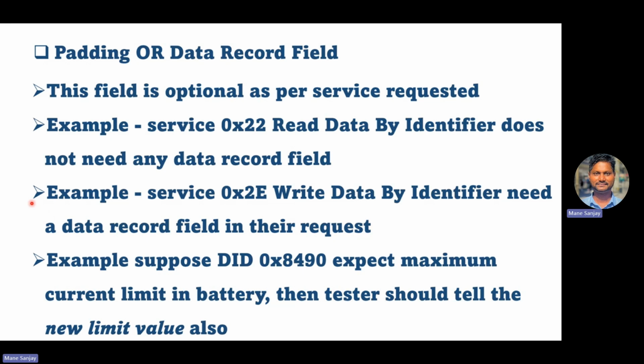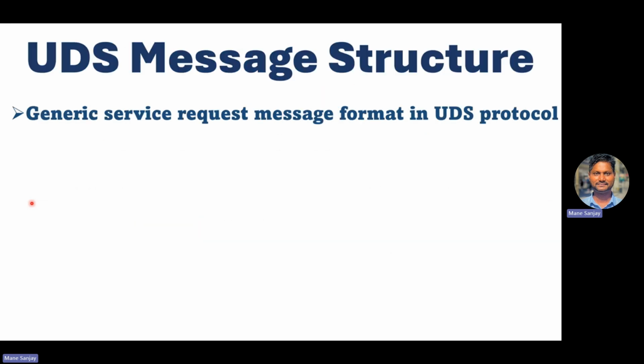So next, till now I have covered all the fields which come under the UDS message: the CAN identifier, then the PCI, then we talked about the service identifiers, the subfunction, and the padding, which is the optional field. So let's look very closely at this message structure.